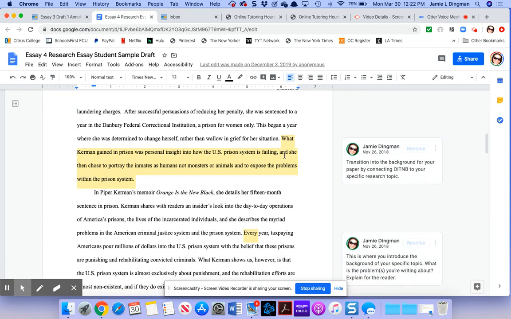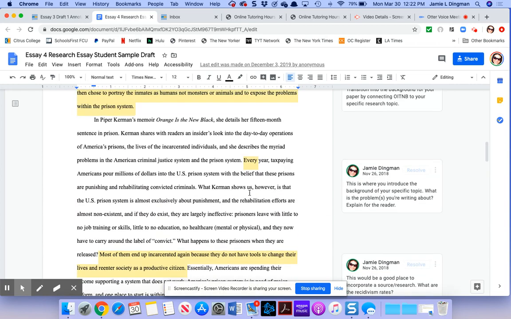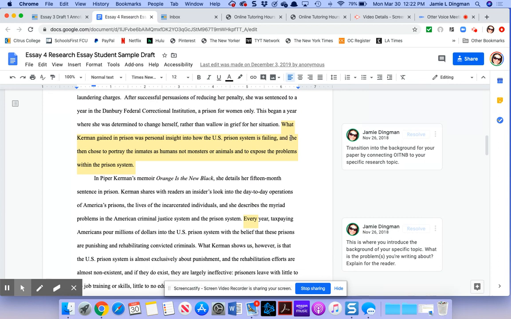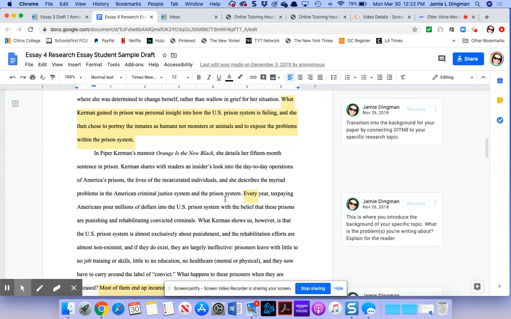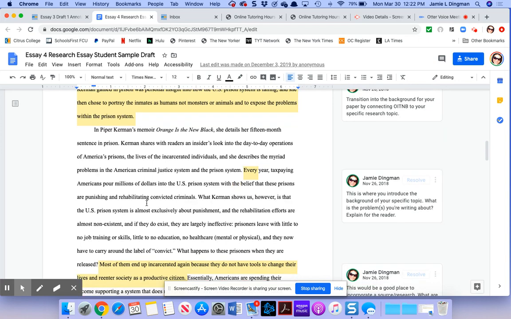And then notice here that instead of ending with the thesis, this person has chosen to put the thesis at the end of the background section. So what they do is they put a transition sentence, a bridge sentence, here that connects Orange is the New Black to their specific prison problem, right? Now they're transitioning into what they're going to talk about, what their research focused on.